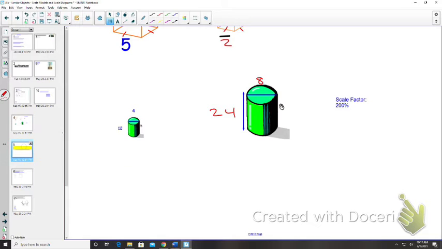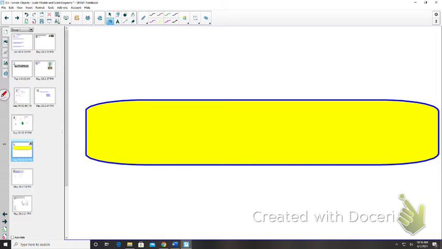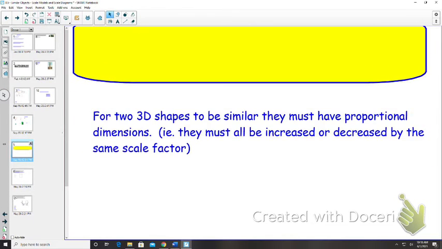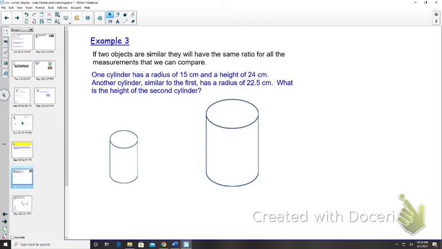Alright. So, in summary, for two 3D objects to be similar, and you guys gotta write this down, they must have proportional dimensions, i.e., they all must be increased or decreased by the same scale factor. Okay, write that down, please. Alright, then. So, if two objects are similar, then they will have the same ratio for all the measurements that we can compare.